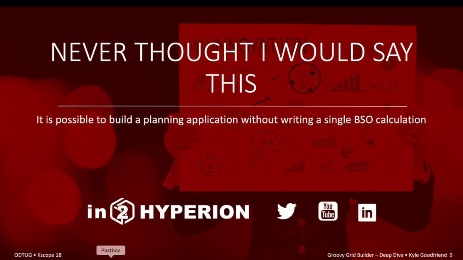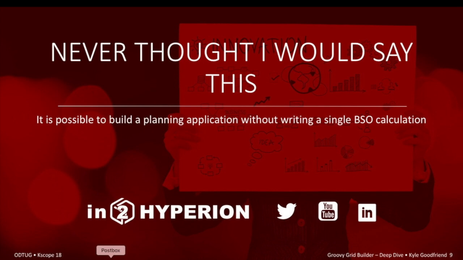And think about this. Groovy allows you to do all kinds of things that you can't do in a business rule. So how many in here that have been doing this a while would have ever thought that you could write a planning application and never use a BSO calculation? Anybody ever think that? It's possible now.